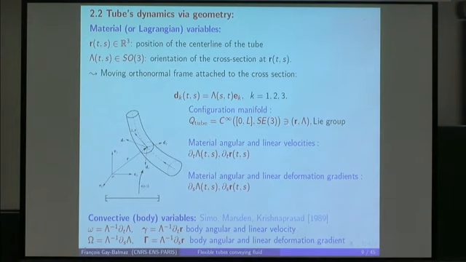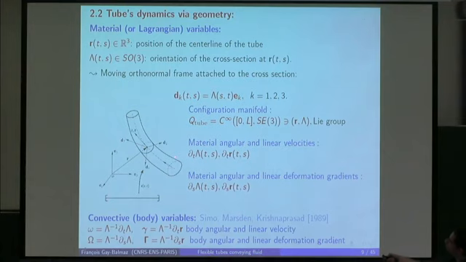This configuration manifold is a Lie group, because I want to see these two maps with values in R3 times SO(3), and for symmetry reasons, it's good to see them in SE(3). So we already understood some of the geometry, right?